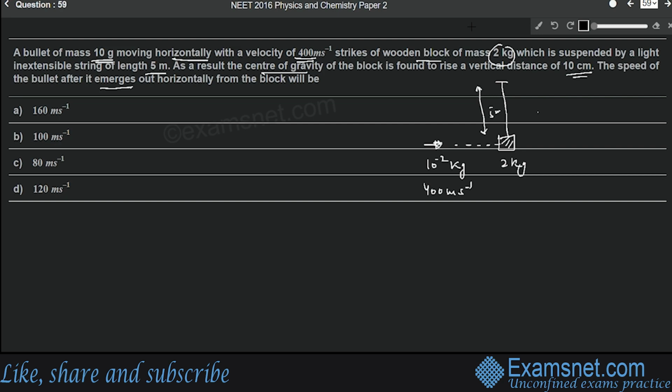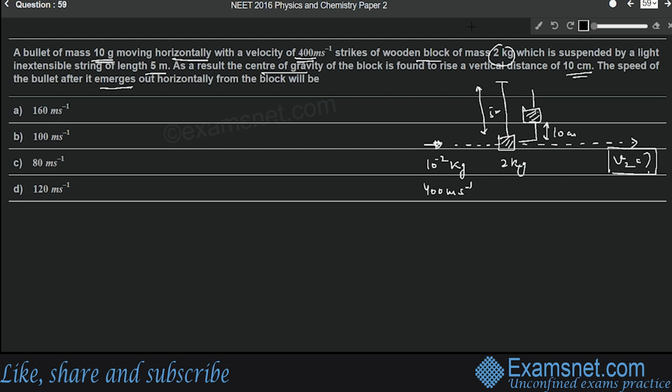After getting hit by the bullet, the center of gravity of the block rises a vertical distance of 10 centimeter. That means the block will move to this position. And then the bullet emerges out horizontally from here with some other velocity, because after hitting the block, its velocity will change. Let's say this is V2. So we have to find the value of this velocity, the final velocity of the bullet.